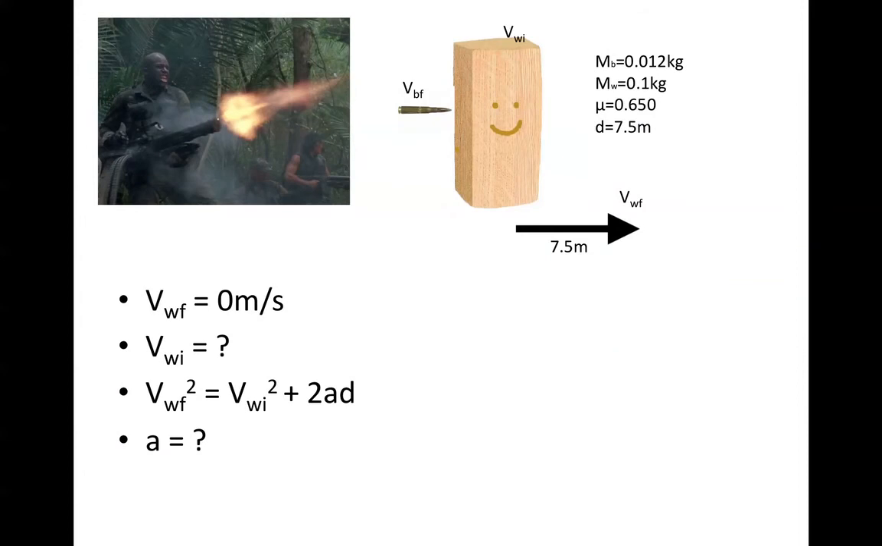We start by solving for the initial velocity of the wooden block. We know that the final velocity of the block is going to be 0 meters per second. To solve for initial velocity, we can use the equation v final squared equals v initial squared plus 2ad. We know v final and distance, and we are solving for v initial, but we do not know the acceleration.